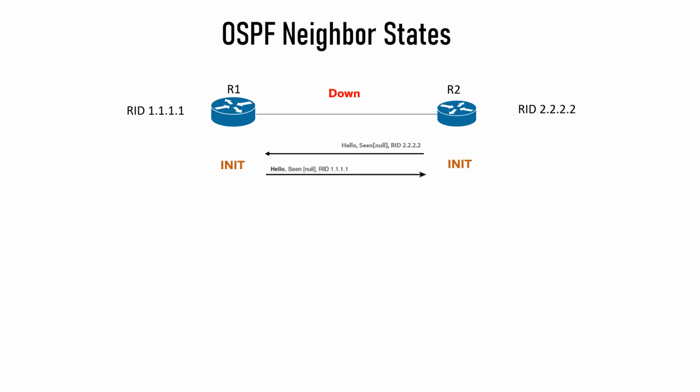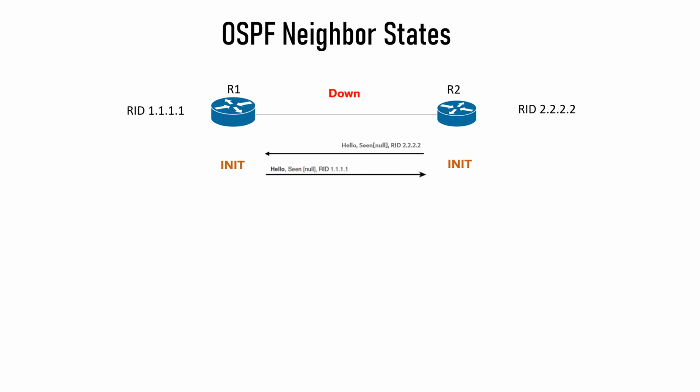In this state, the router has received a hello packet from the potential neighbor but hasn't seen its own router ID in the hello packet. In this hello packet, the neighbor advertises its own router ID. So the router received the neighbor's router ID, but the receiver's own router ID is not seen in the hello packet.